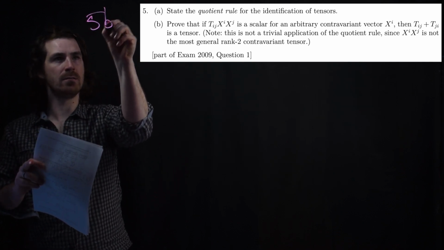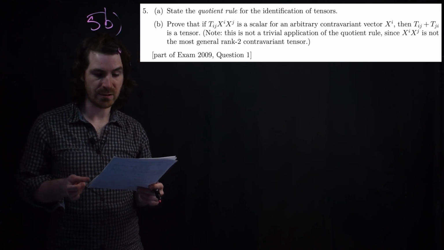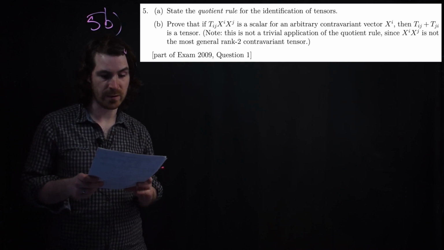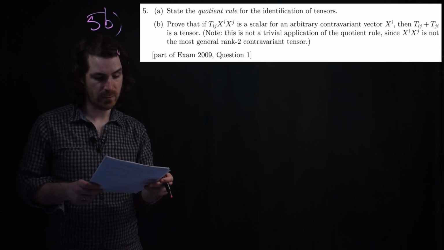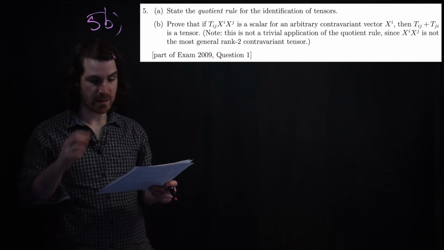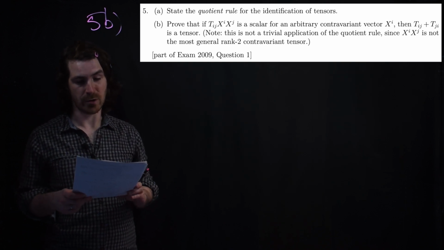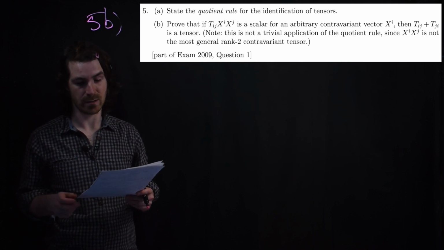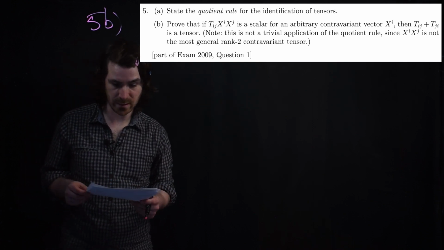let's think about that. So 5b asks you to prove that if Tij xi xj is a scalar for an arbitrary contravariant vector xi, then Tij plus Tji is a tensor. Okay, and it tells us that this isn't actually a trivial application of the quotient rule, because the quotient rule says that you have to have an arbitrary tensor, but in this question we're given the tensor xi xj, and that's not the most general second rank contravariant tensor.